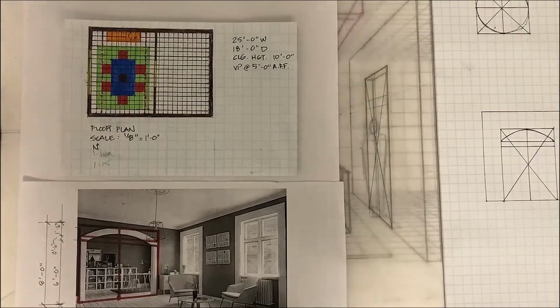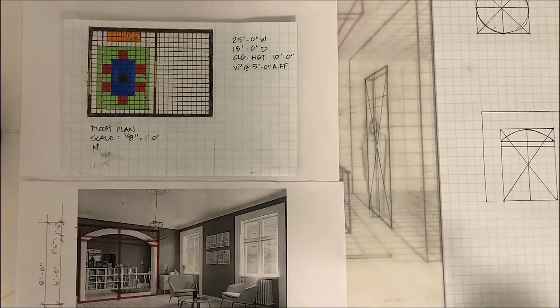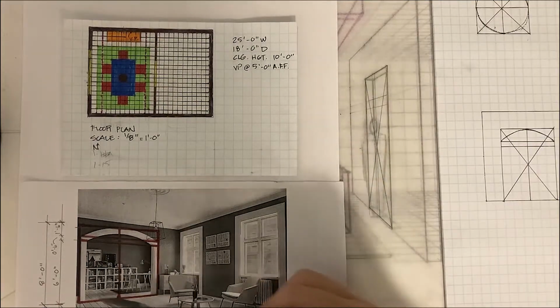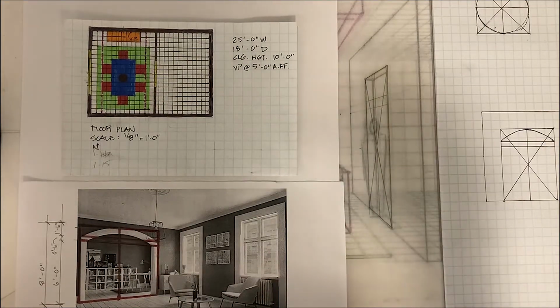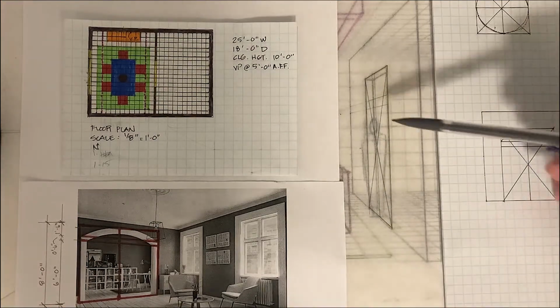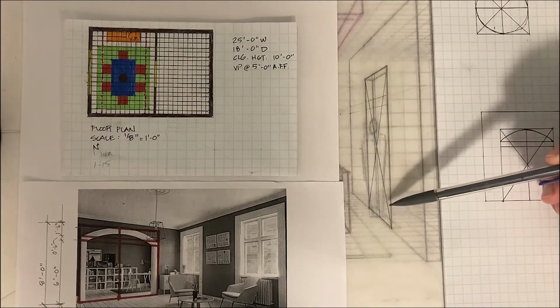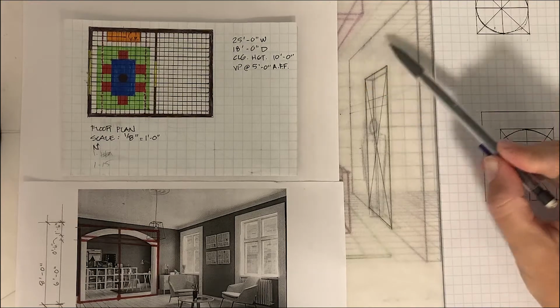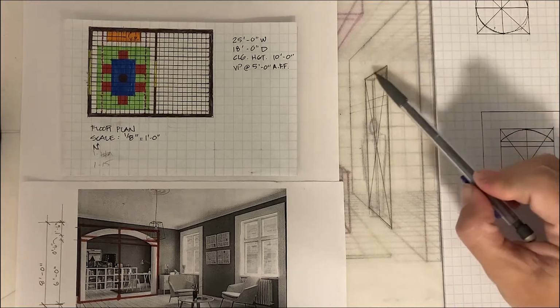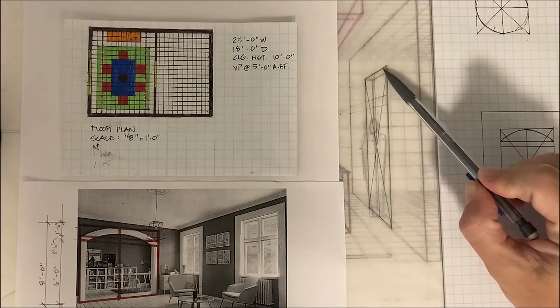In this video, I'm going to teach you how to draw a curved object that's on a vertical plane. In this case, it's going to be this archway that we've been looking at already. Now, you can see here, this is the opening that we're going to discuss. And remember that we have 10-foot ceilings here. This opening itself is 8 feet tall.